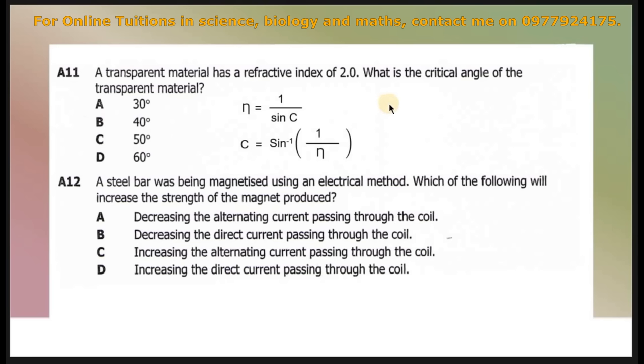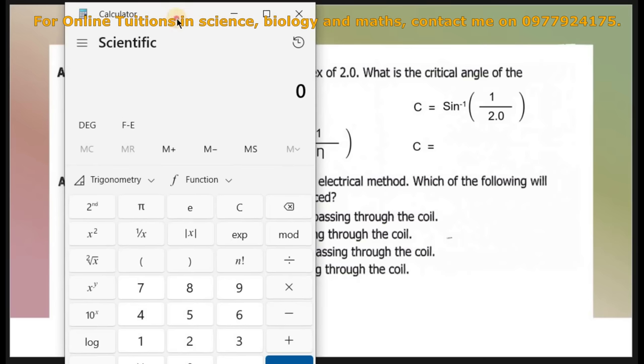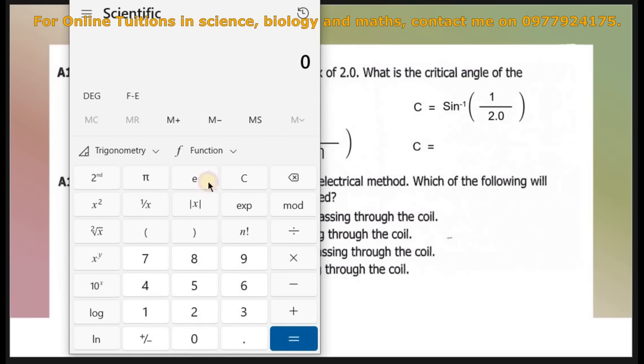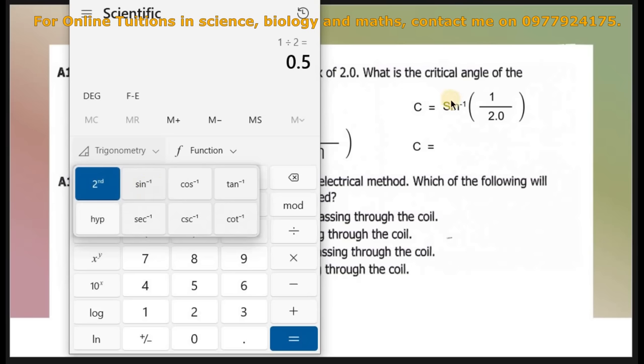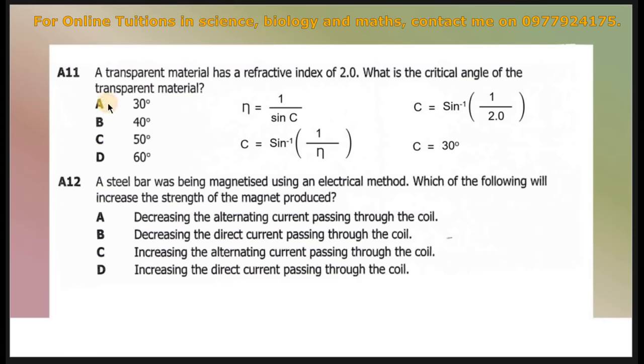So if you start substituting, you say critical angle is equal to sine inverse of 1 divided by the refractive index, which is 2.0. So if you punch everything on your calculator, let me just show you how I punch using my calculator on my computer here. This is my calculator here. Let me push it like that. So I'll just get 1 divided by 2. Okay, what do I get? I get 0.5. Then I come here to second function, then I say sine, because this is sine inverse here. Push it there. It is giving me 30 degrees. Okay, so now I don't waste my time. So here it is 30 degrees. So the answer is A, the critical angle.